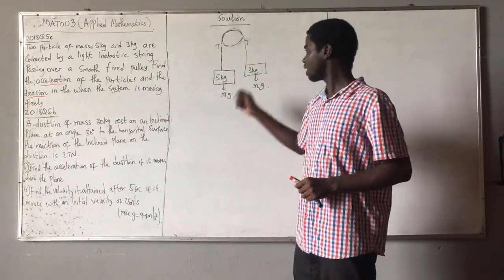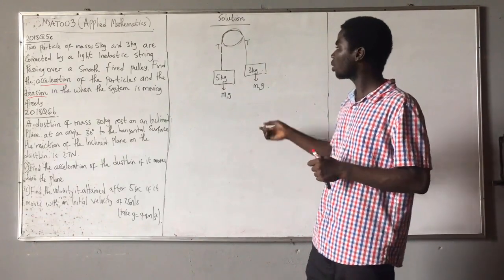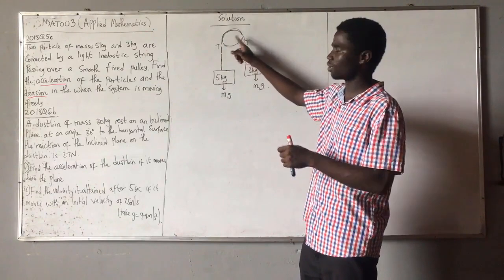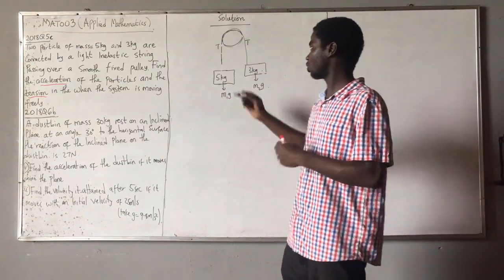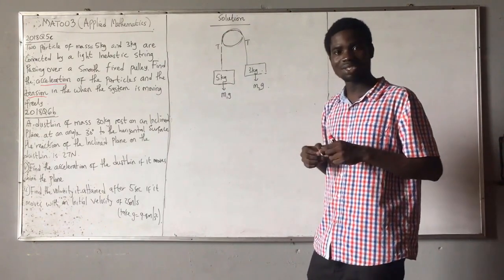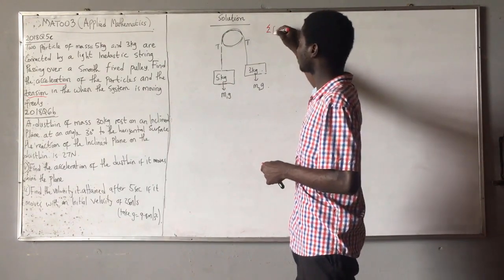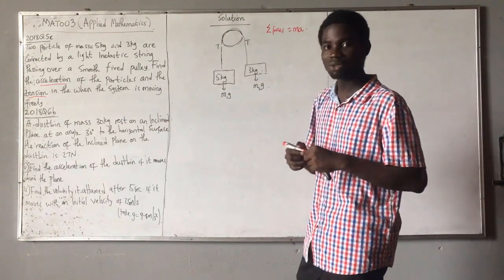And this one will be going up because it is smaller. They are both connected by a rope, so when this one is coming down, this one is going up. Don't forget, the summation of forces must be equal to MA. That is what we are going to be using here. Please take note of that.